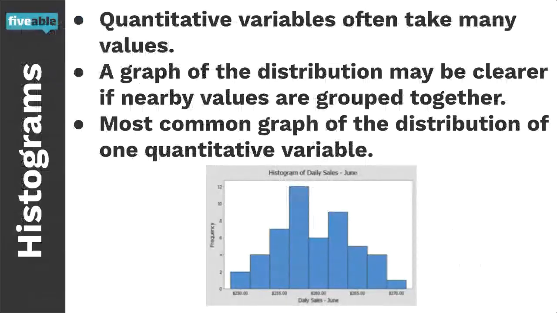The probably most important and most common one is what's called a histogram. With quantitative variables that often take many values, a graph of a distribution may be clearer if nearby values are grouped together. That's what we call a histogram. It's the most common graph of a distribution of one quantitative variable. Here is an example of a histogram. We have the daily sales in June. And for a histogram, you're always going to have frequency on the y-axis. So it's going to show how many times.